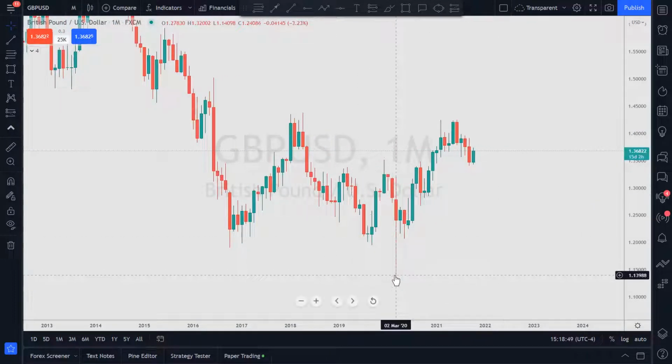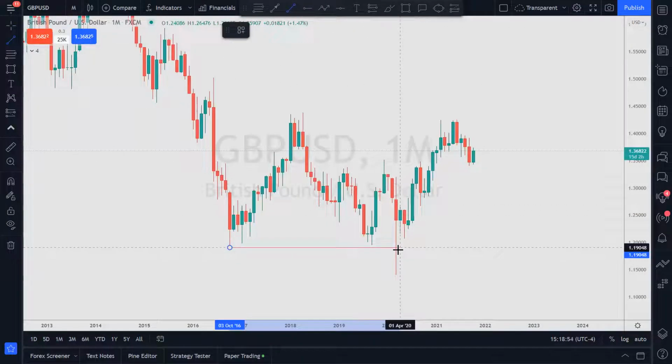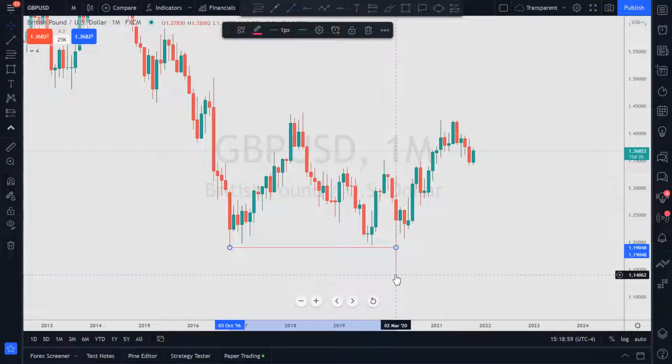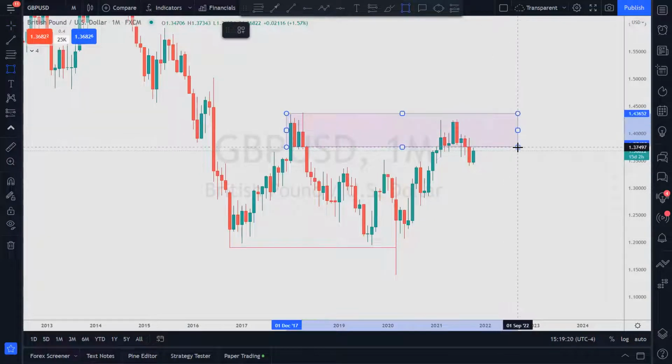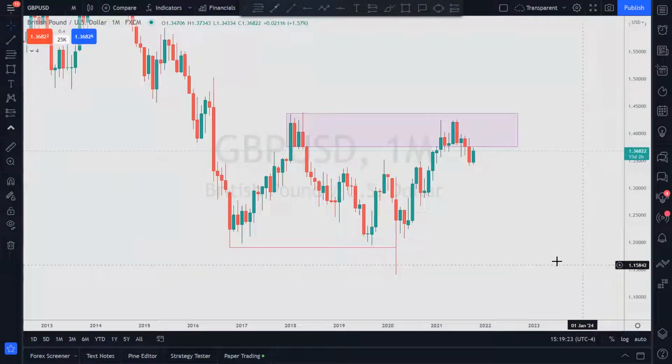Well, it seems the last break of structure was here, right? That low was broken here. And what do you expect after a break of structure to the downside? You expect a return to impulse. You want to see price return to the order block that sent it, that impulsed it down, okay? Now, this is a bearish order block for the monthly, okay?